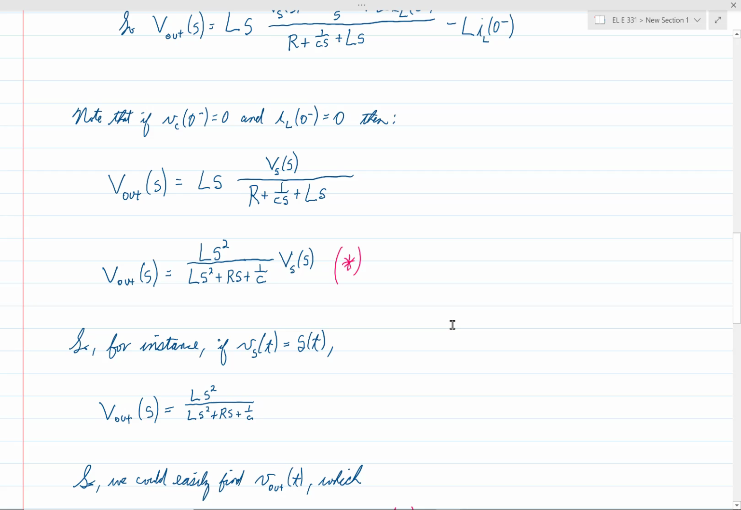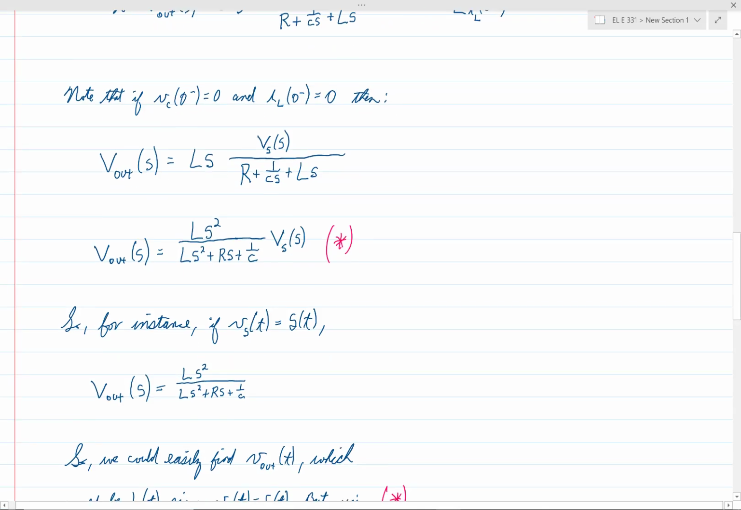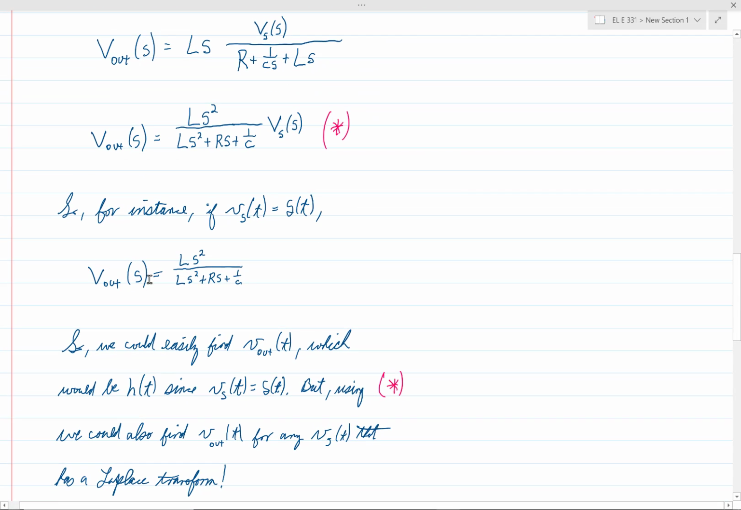Okay, so now, as I say, all you have to do is that for any source that you have, just take its Laplace transform, plug it in there, multiply by that, and then take the inverse Laplace transform, and you'll get V out of t. So for instance, if we let Vs of t equal delta of t, remember the Laplace transform of delta of t is just 1, so in that case V out of S will be equal to this.